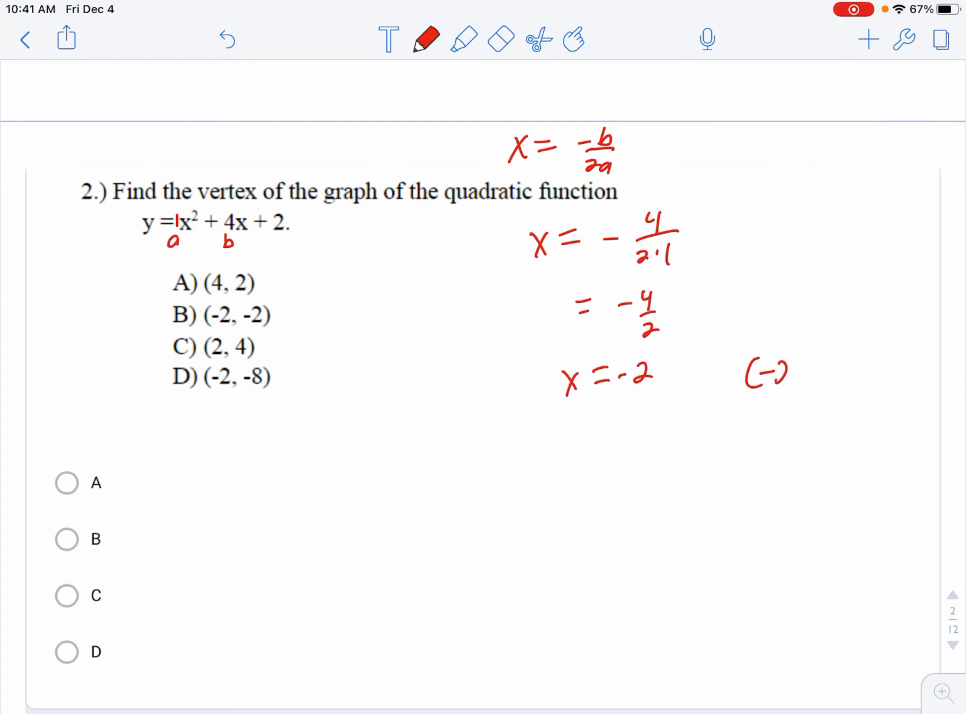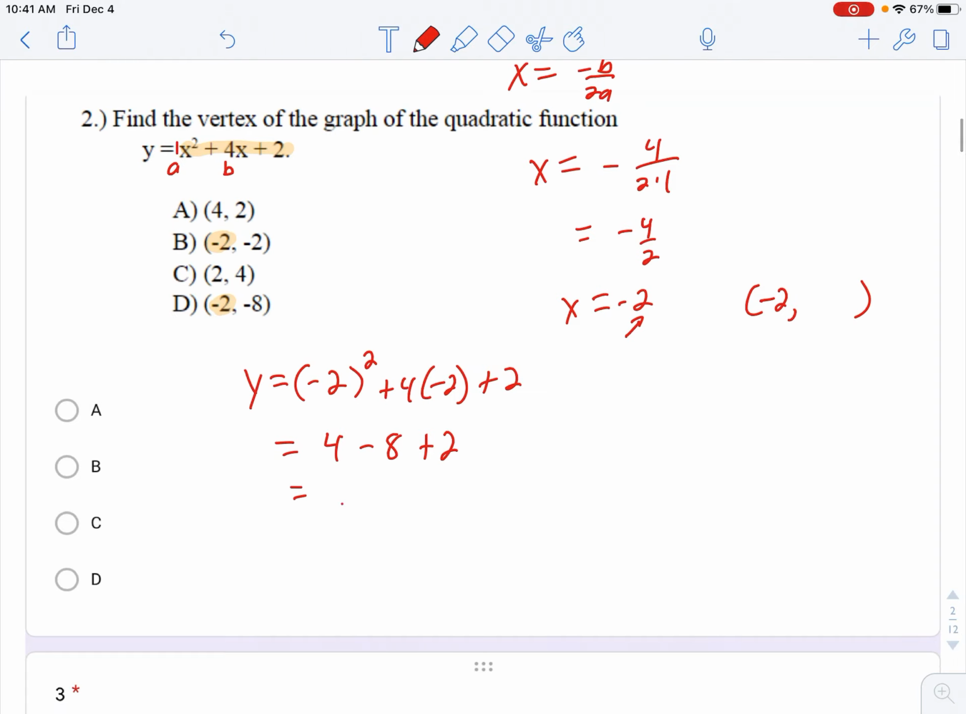Now that is just the x. And as you can see, choices B and D both have -2 for x. So you need to find y by plugging that in. So I'm going to copy down this equation, but instead of a variable x, I'm going to plug in -2, which is the answer we just found. So -2 squared plus 4 times -2 plus 2. That's going to be -2 squared is +4. 4 times -2 is -8 plus 2. 4 minus 8 is -4 plus 2. -4 plus 2 is -2. So the answer here is B.